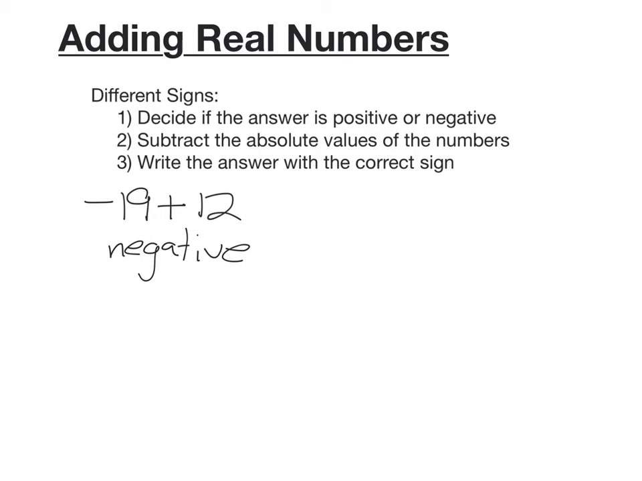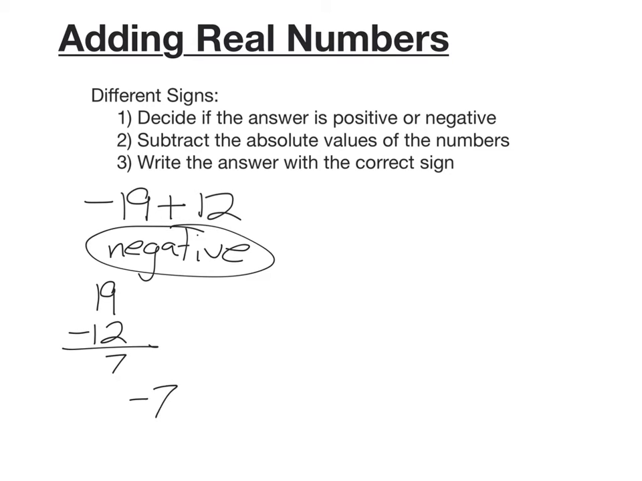Now the absolute values of the number that I'm going to subtract, I got 19. That's my bigger number, and I'm going to take away 12 from that. And that is going to give us 9 minus 2 is 7, 1 minus 1 is 0. So 7 is our answer there, and I want to make sure I write it with the correct sign, negative 7.